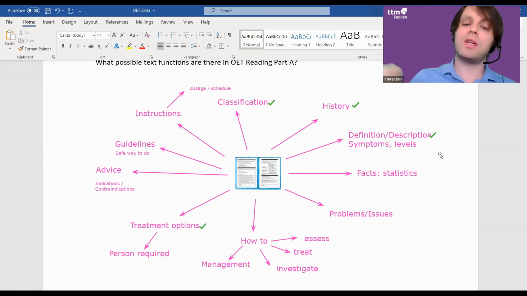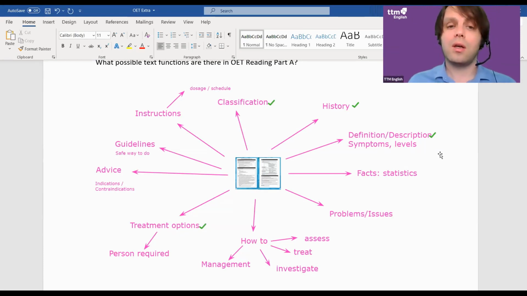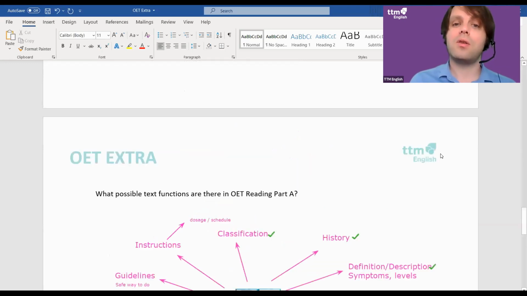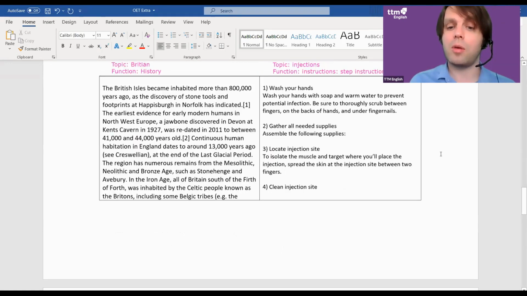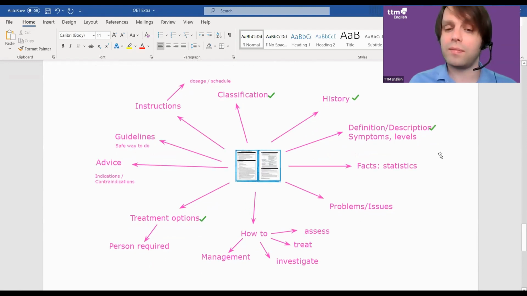And next time you're doing a mock test, or next time you're reading anything, just think, what is the function of this text? And don't confuse it with the topic, right? The topic is different from the function, obviously. Okay. Any more questions before I finish? Does anyone have any questions about this diagram?